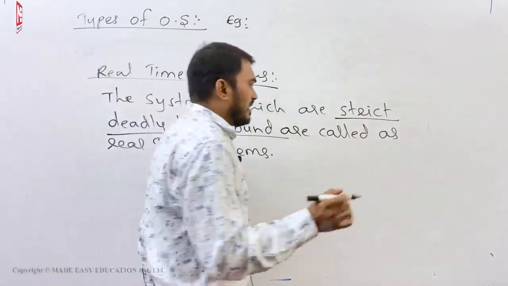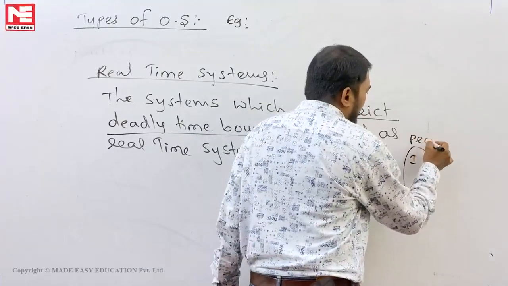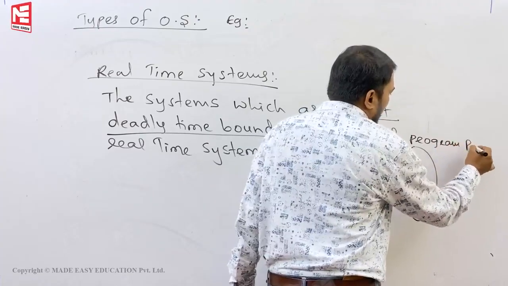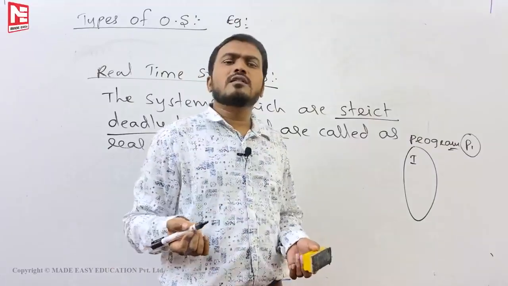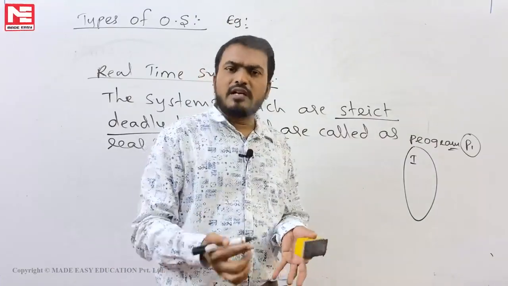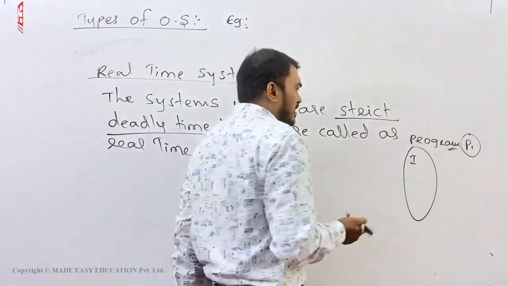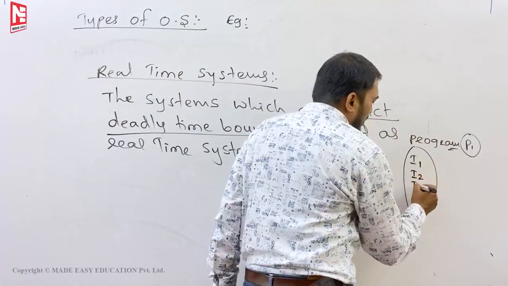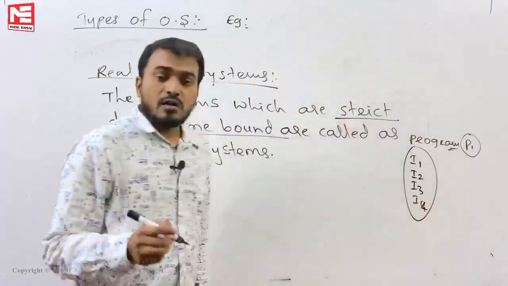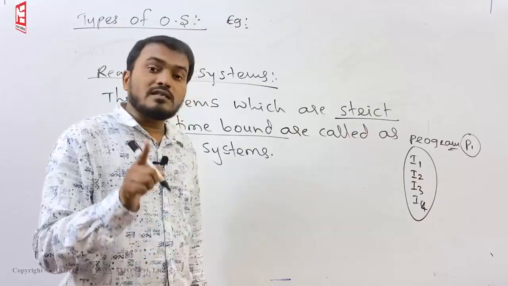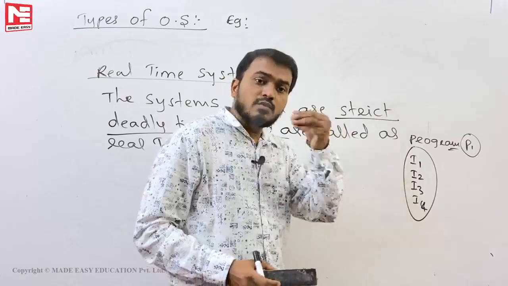Now understand, let's say you are writing some program, for example P1. Any program will contain what? A set of instructions, right? You are writing any C language program or Java program, inside it there will be some set of instructions, obviously. Like instruction I1, I2, I3 and I4, for example. Now remember, you are writing a program in such a way that every instruction should execute in 2 nanoseconds.